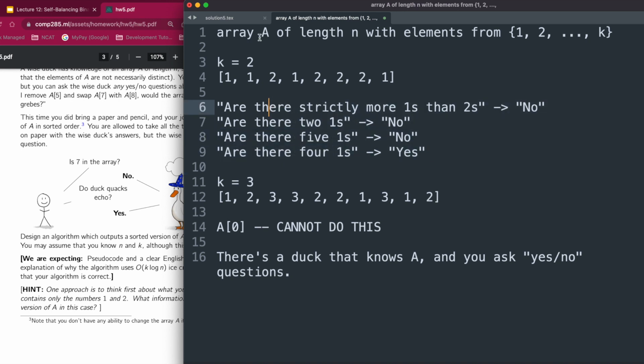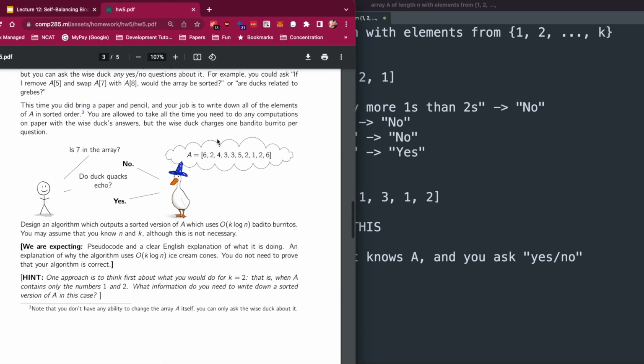So again, this is the problem statement. You have an array of length n with elements from 1 through k. You cannot access the array. It is invalid for you to access the array. However, there's a duck, and you can ask the cutie, little beautiful duck any yes/no question, and he will tell you yes or no, and his answer will be correct.